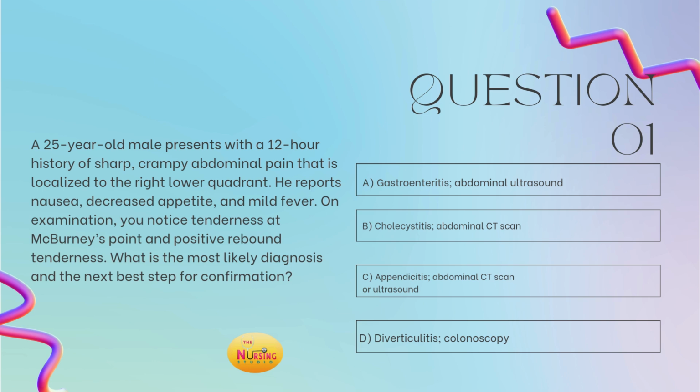He's had a history for the past 12 hours of sharp abdominal pain, is crampy, and is more localized to the right lower quadrant. Right. So when we're starting to think about right lower quadrant, we should be thinking about appendicitis, right? That's a common area where we may have these symptoms, but let's continue. On exam, the nurse practitioner notes tenderness at McBurney's point and positive rebound tenderness. Now that's confirmation right there, right? Of appendicitis. So your best answer is C, appendicitis, and we can do an abdominal CT or ultrasound, okay?